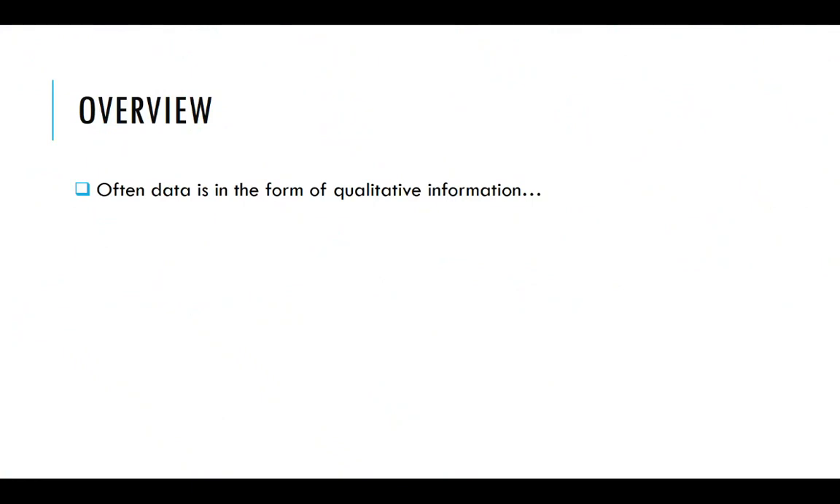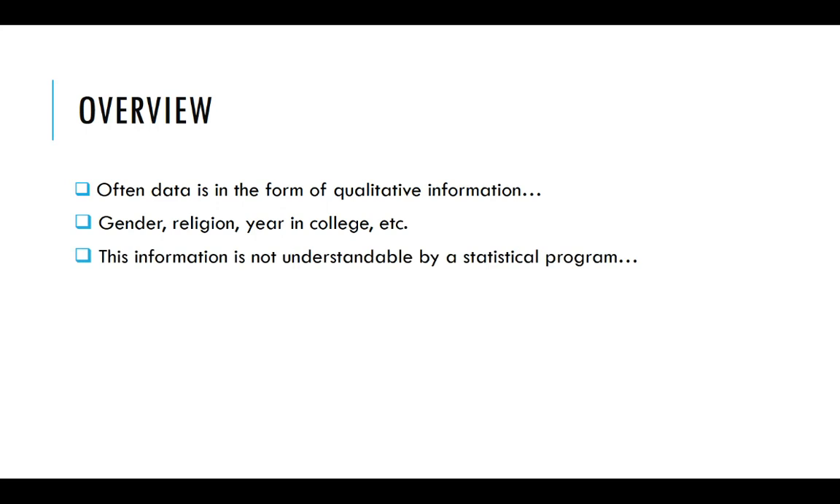Remember, often the data we get is in the form of qualitative information, and qualitative information is not quantitative. So we might be dealing with something related to gender. We might be using religion, year in college, like freshman, sophomore, junior, senior. And this information in this form is not understandable by a statistical program. It can't read male, female, Jewish, Catholic, right? So it has to be converted into binary information.